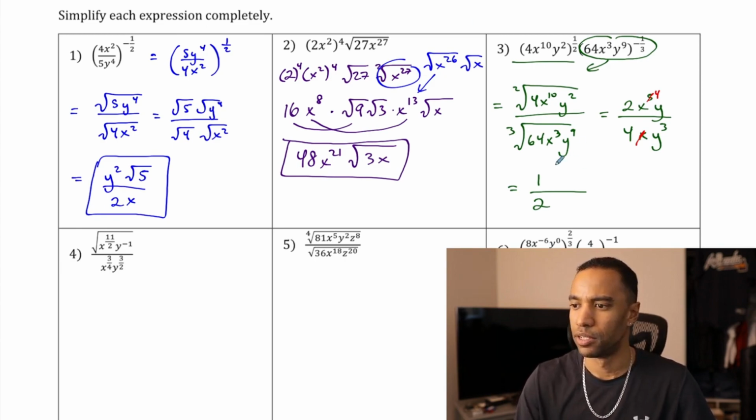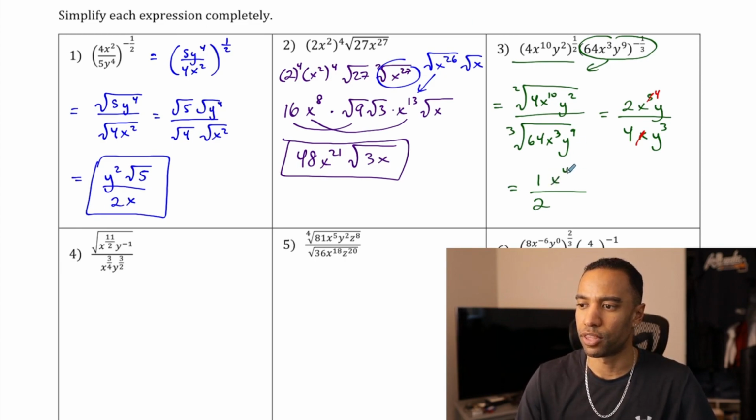Hold on, I lost my color. X to the 4th, like that. That means that that 1 is effectively gone. 1x to the 4th is also x to the 4th. You can have it either way.